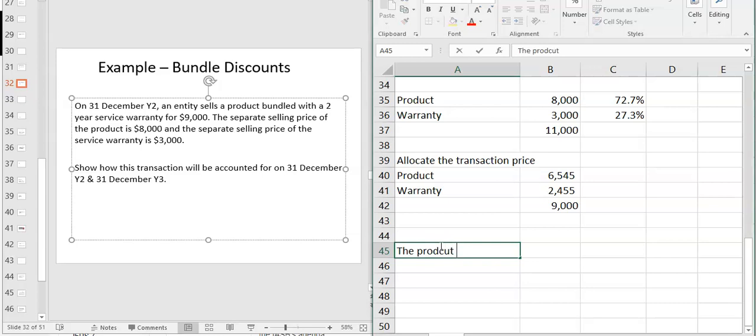The product can be recognized when sold, i.e. year 2. So that can be recognized at a point in time when it's sold. When you sell a product, it's when you transfer the risk and reward of ownership to the customer, which is when the product is sold.